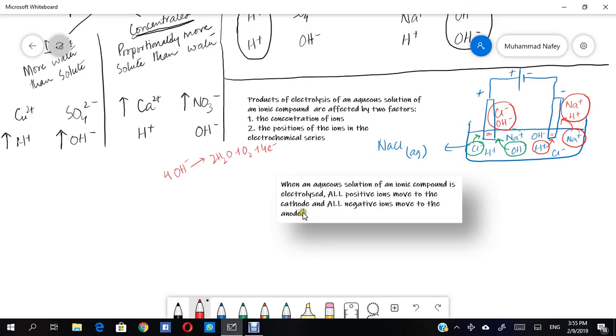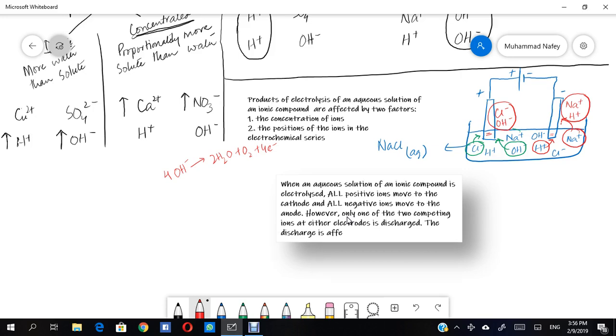So we can add this to our description that, however, only one of the two competing ions at either electrode is discharged. The discharge is affected by the concentration of the ions and the electrochemical series, as I mentioned previously.